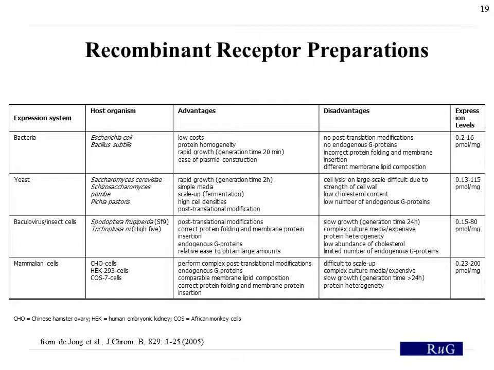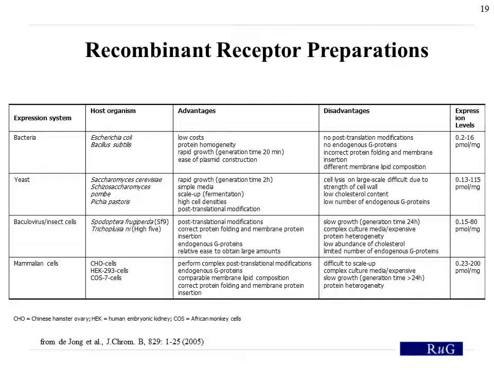Cell lysis is difficult because yeast has a cell wall that needs to be broken first. Yeast has a low cholesterol content, that means its lipid and membrane composition is very different from mammalian cells, and it has a low number of endogenous G proteins, thus not providing the ideal environment for the expression of active mammalian receptors. Insect cells are an intermediate step, as the expression vector can be introduced with a virus, baculovirus.